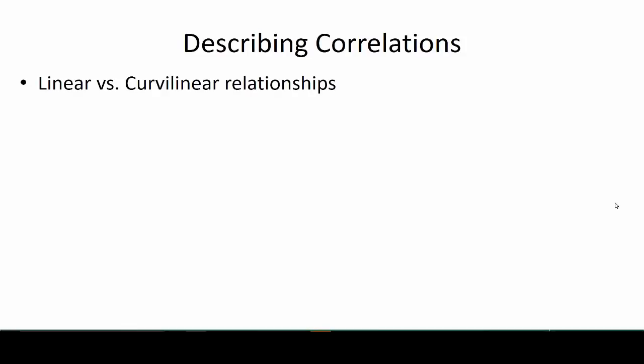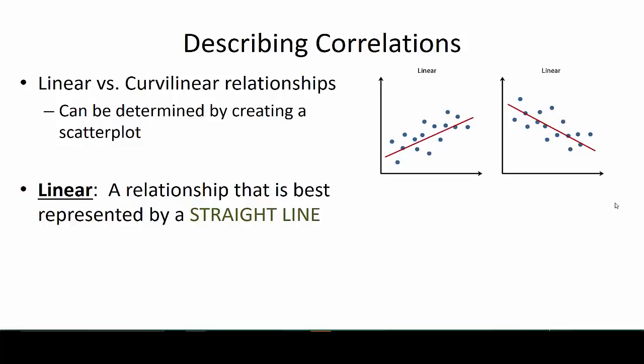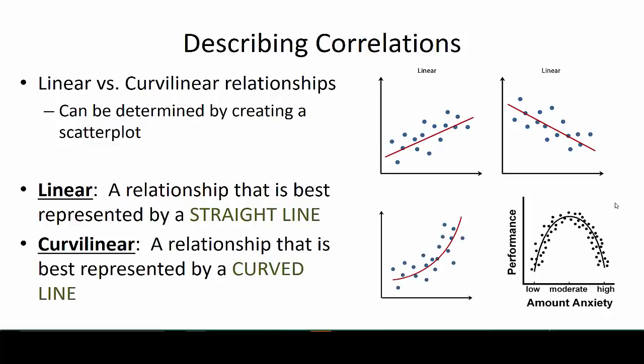There can be a linear or curvilinear relationship between two variables, and you can determine which one you have by creating a scatter plot. If the dots on your scatter plot roughly form a straight line, or in other words, you can draw a straight line through the middle of your dots, you have a linear relationship. There are two types of linear relationships. If your dots formed a curved line, then you have a curvilinear relationship between the variables. There are many different types of curvilinear relationships, as there's many different ways that a line can curve.